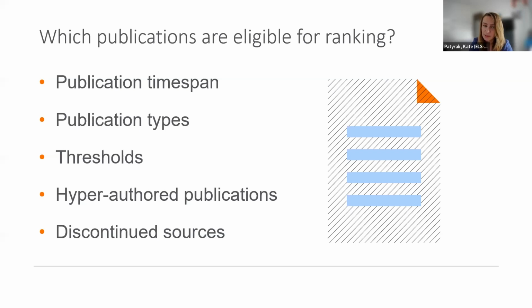Publications of types are used as following. So there are 5 types of publications that we are checking. It's journal articles, article reviews, conference proceedings, books, and book chapters.